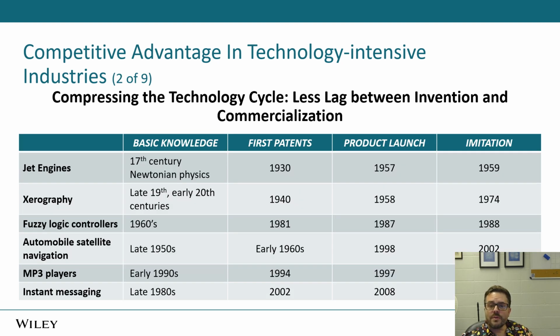Here we have some examples of that cycle. Xerography, right? That's photocopying or copying. Jet engines, right? 17th century Newtonian physics: for every action, there's an equal and opposite reaction. That's the knowledge behind a jet engine. First patent doesn't come until 1930. First product comes out in 1957. I think it was the de Havilland Comet, but I could be wrong. And then that was imitated very quickly in 1959.